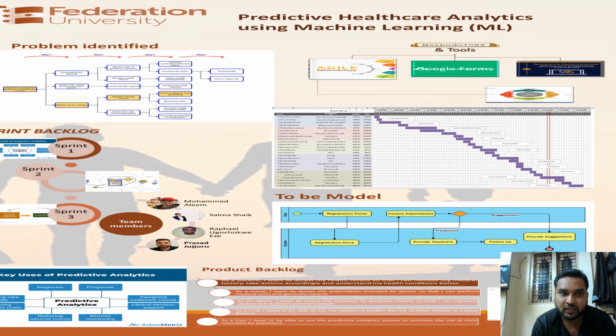This is the poster which we created. We can see the problem identified here, and with the diagram and predictive healthcare analysis logo, and evidence of work, sprint backlog, sprint 1, sprint 2. Now I am presenting the sprint 3 as well. Team on the right corner, we can see the team members. Top bottom corner, we can see the product backlog and diagrams.